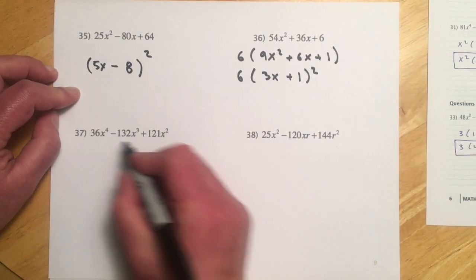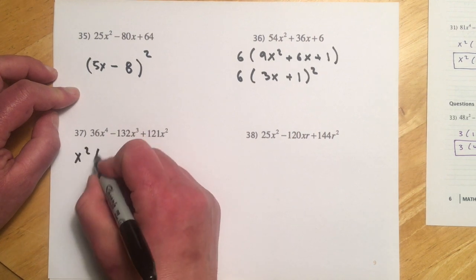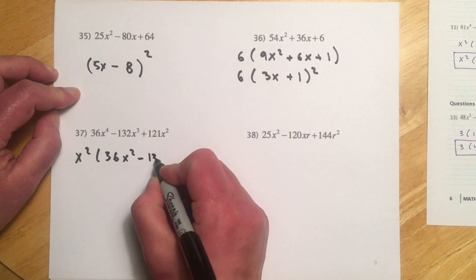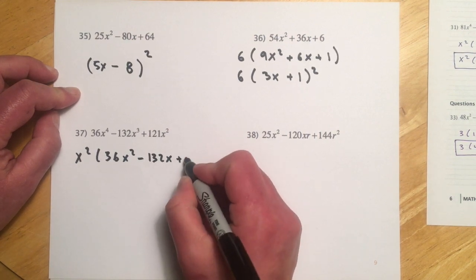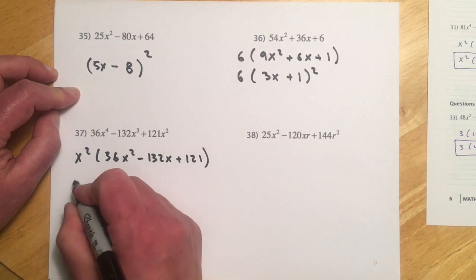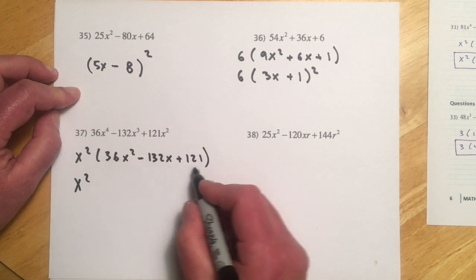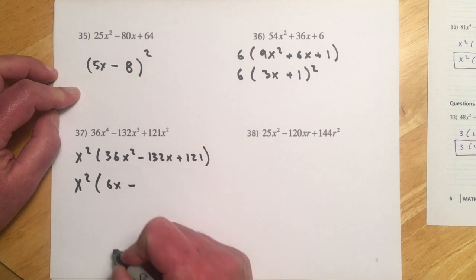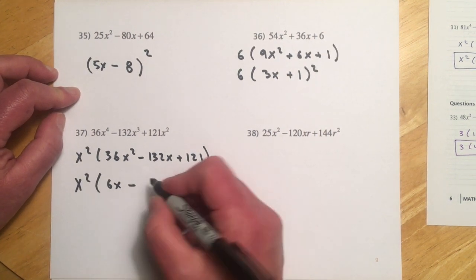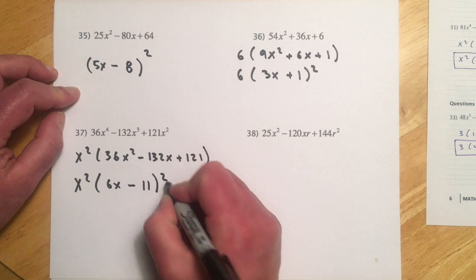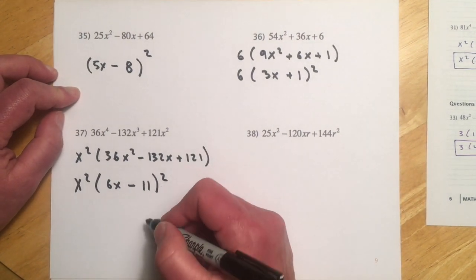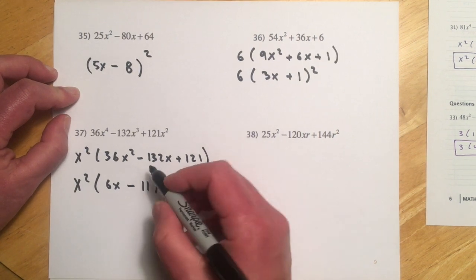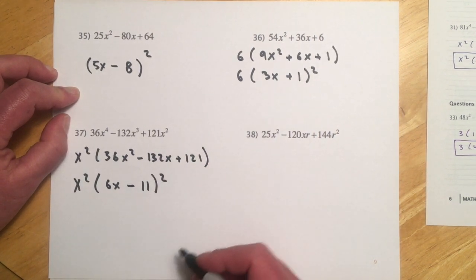Down here we have just an x squared running around, so we'll pull that out front. 36x squared minus 132x plus 121. And x squared, 36 is 6 squared, so 6x, minus gets us minus. 121 is 11 squared, and so 6x minus 11 quantity squared. And if we go 6 times 11, that's 66, double it, and then that will be our 132.